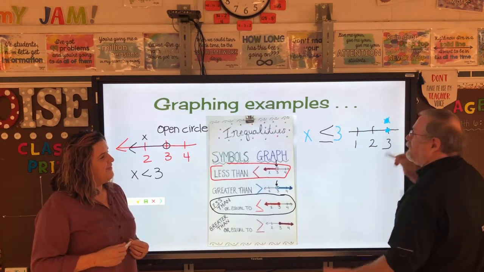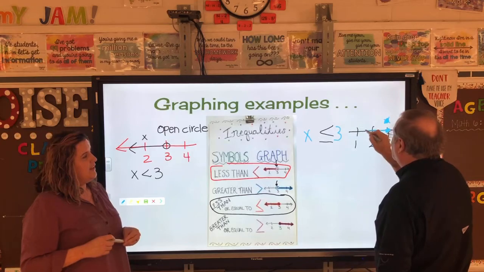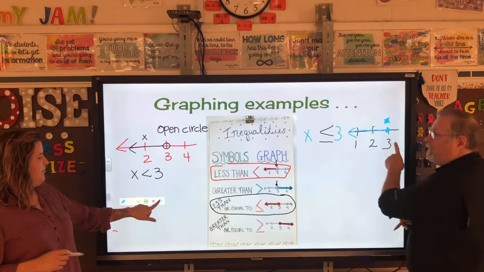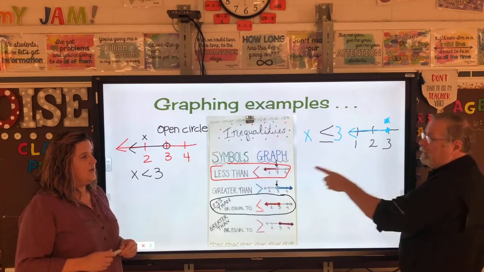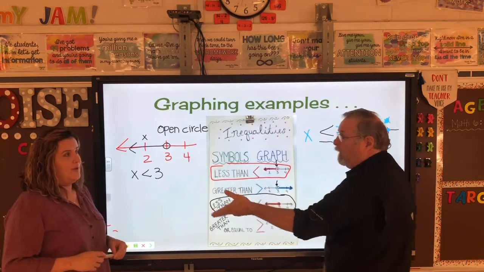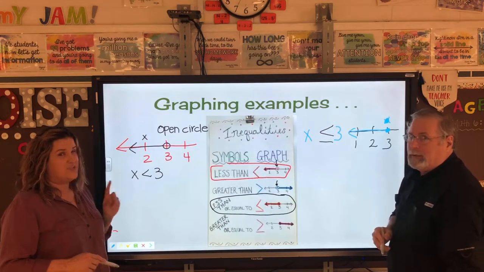Okay? So anyway, it's a closed circle, and then it's just the same thing. Because it could be 3, it could be 2, it could be 1, it could be negative. Here, it could be 2, it could be 1, but it can't be 3. Because 3 is not less than 3.